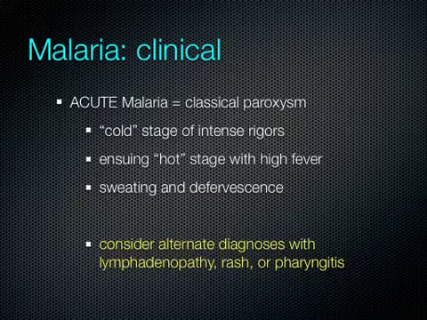So clinically, acute malaria is this classic paroxysm. First cold rigors, then high fever, and then they get coated in sweat. And it's basically rinse and repeat, right? Rigors, fever, sweat. Rigors, fever, sweat.